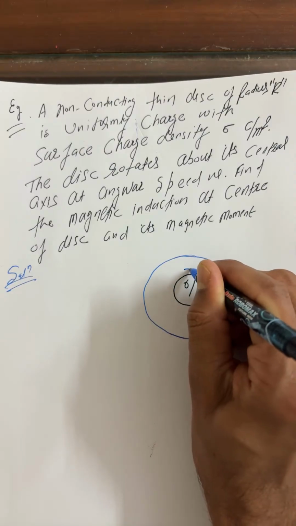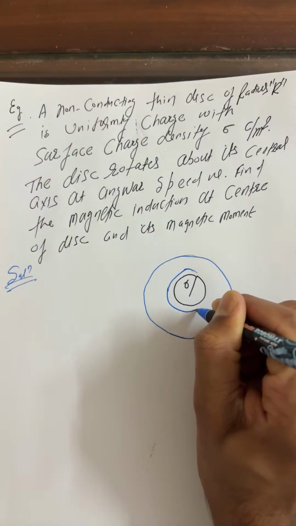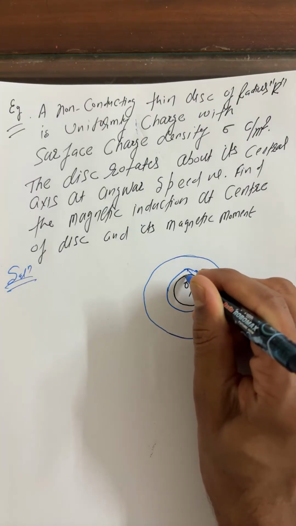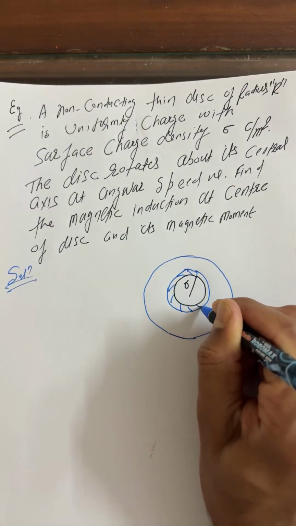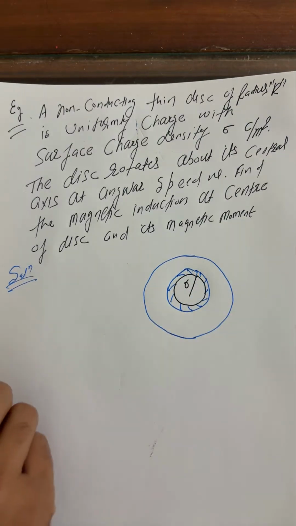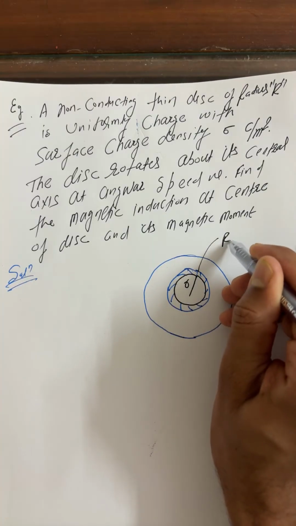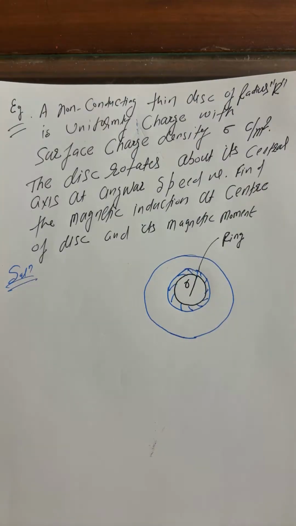You have to move r and take an element dr as a ring. What's the name of this one here? You can see, you have to move r and take an element as a ring. It's an elemental ring, right?